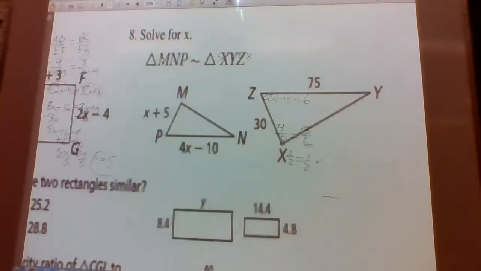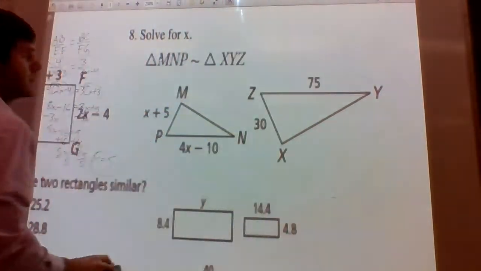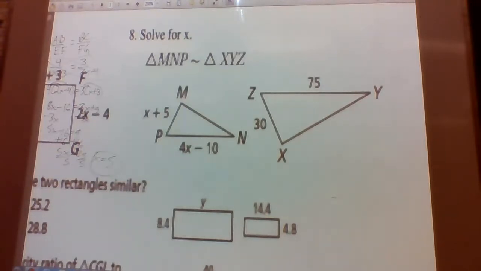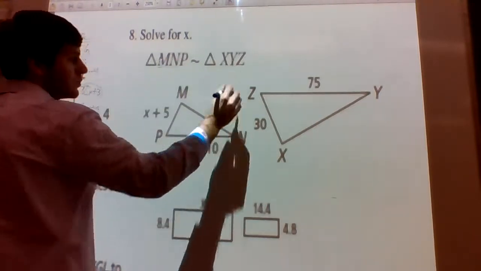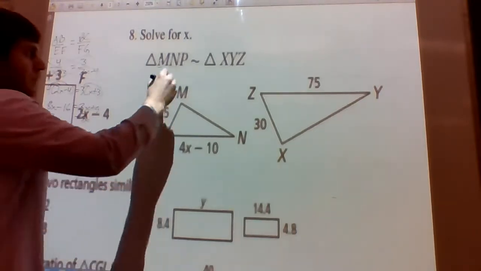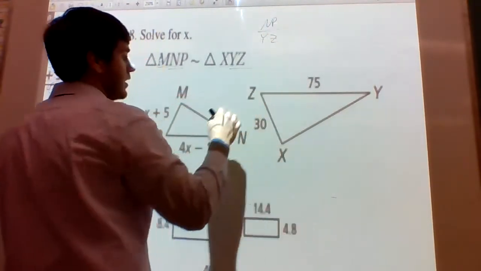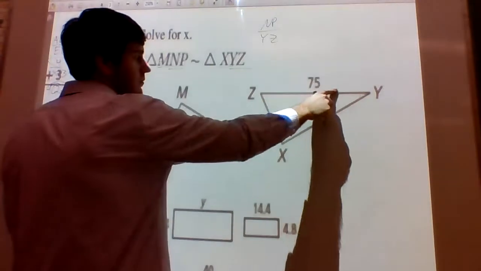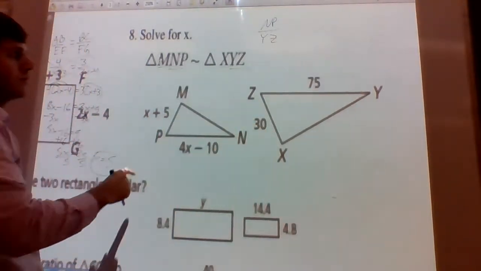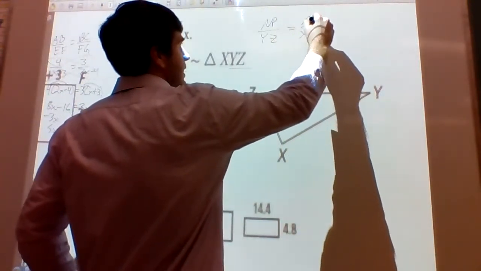Number 8. Just again, solve for x. So here again, we have similar triangles. It tells us the two triangles are similar, MNP and XYZ. Okay. We know MN corresponds with XY. We know NP corresponds with YZ. And we know MP corresponds with XZ.